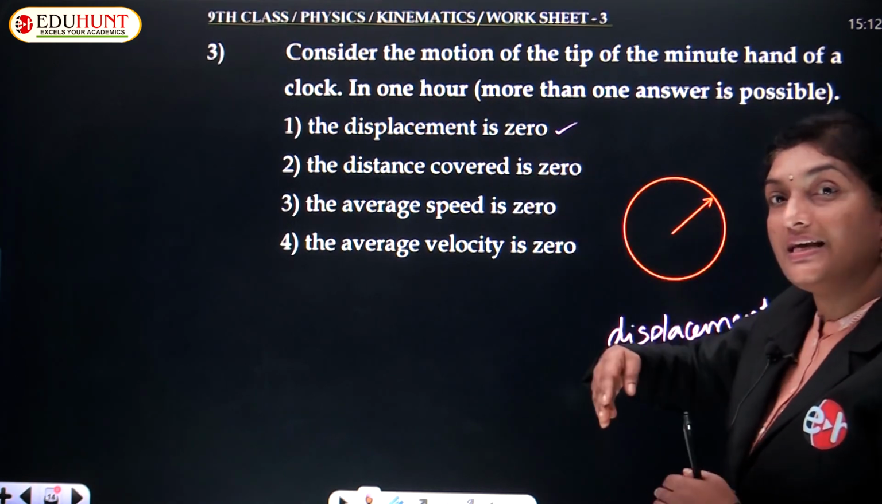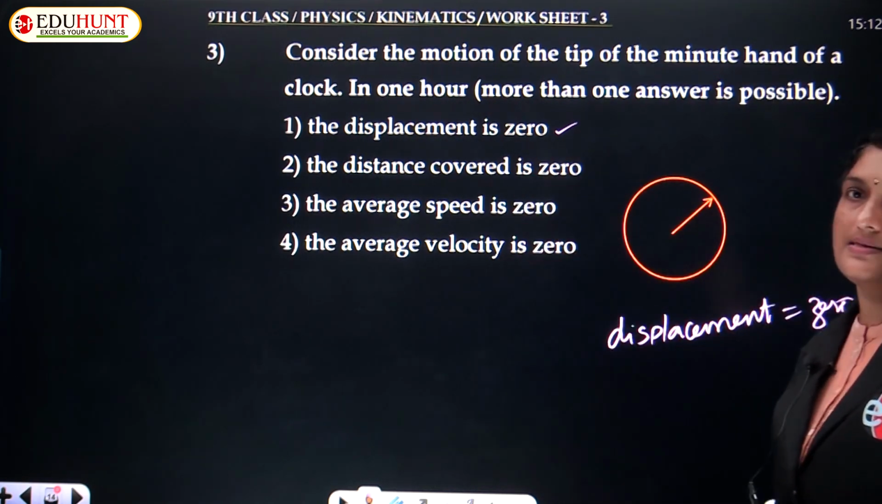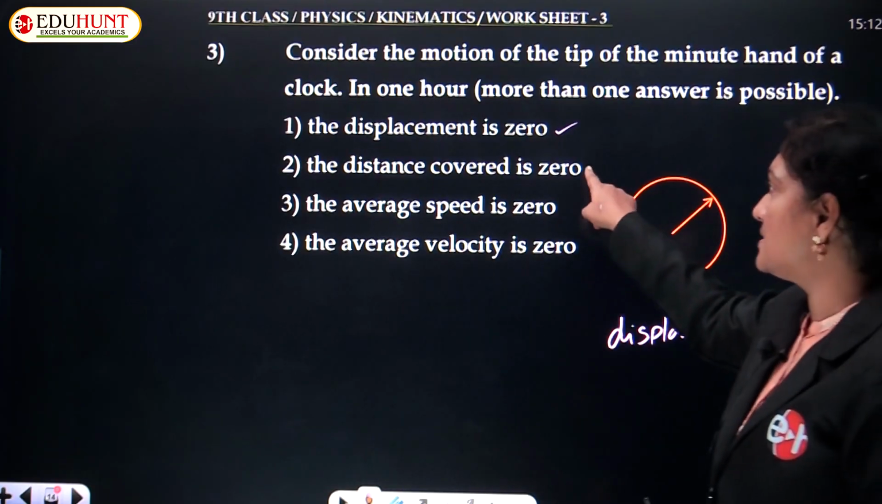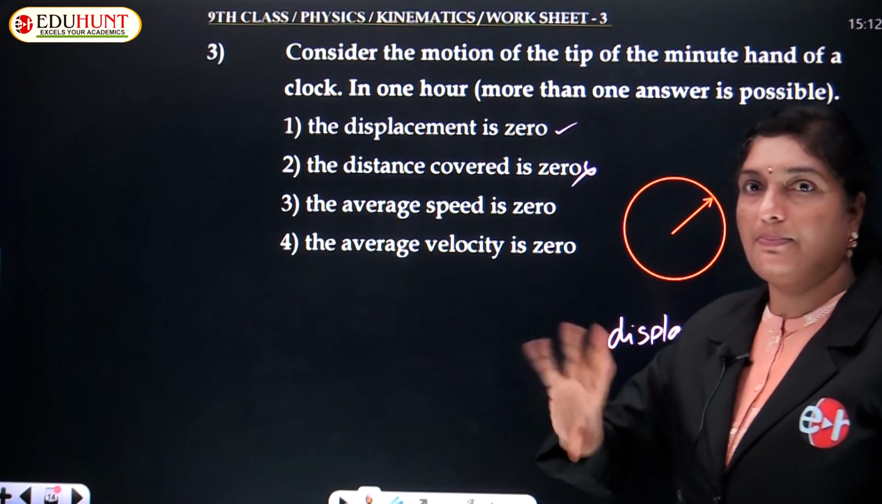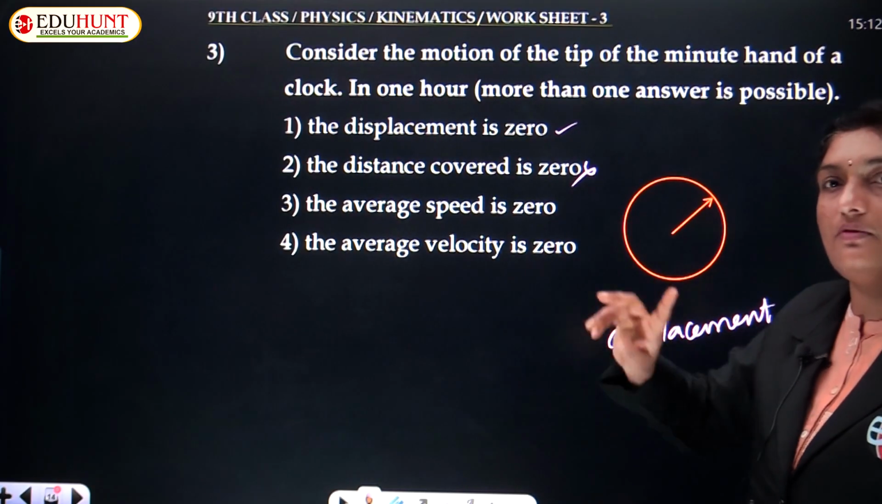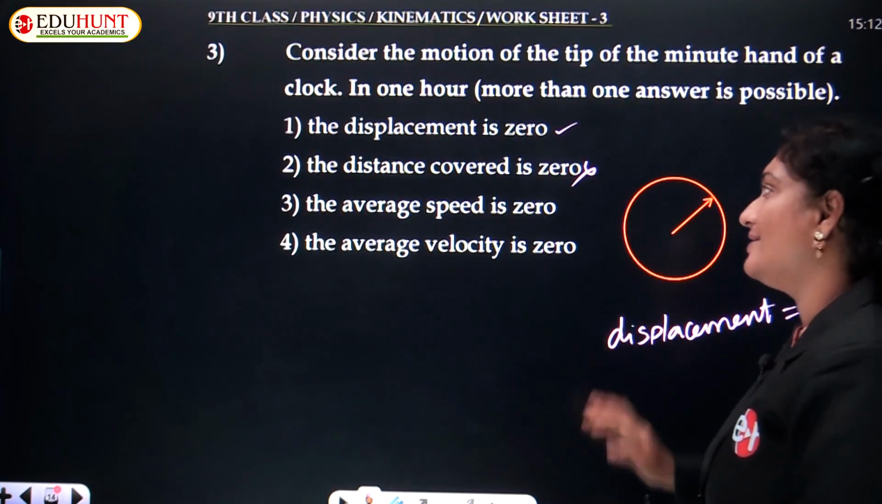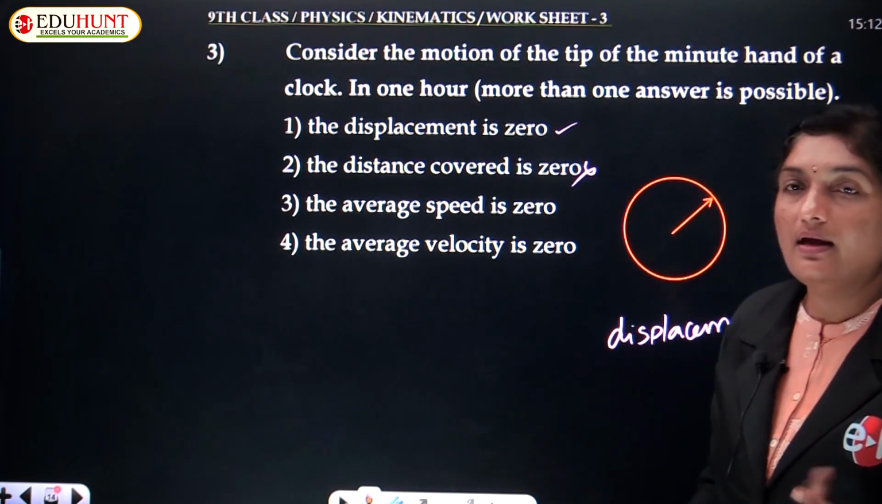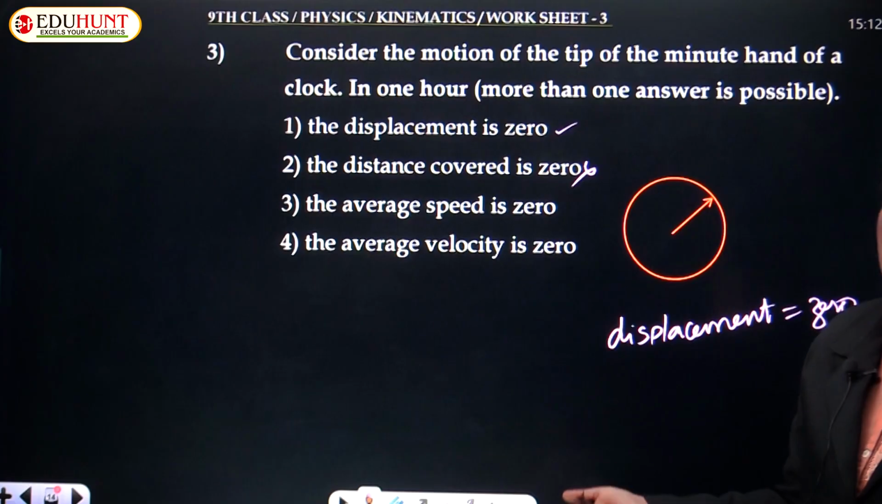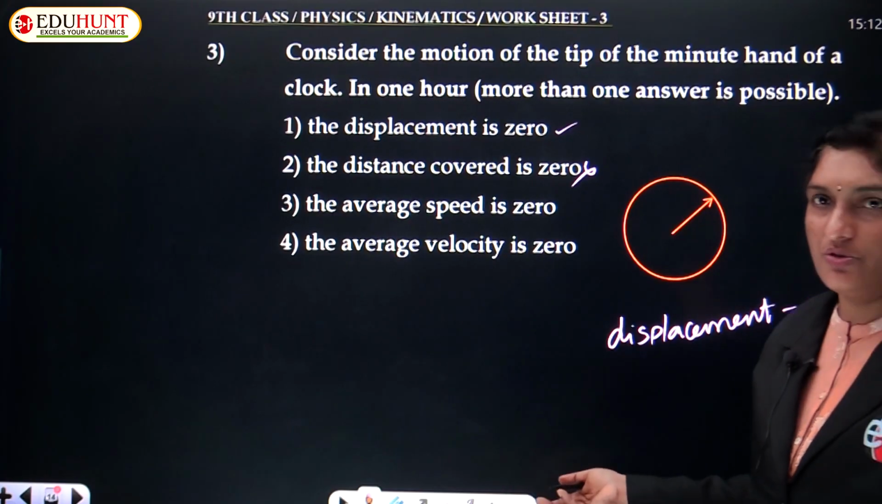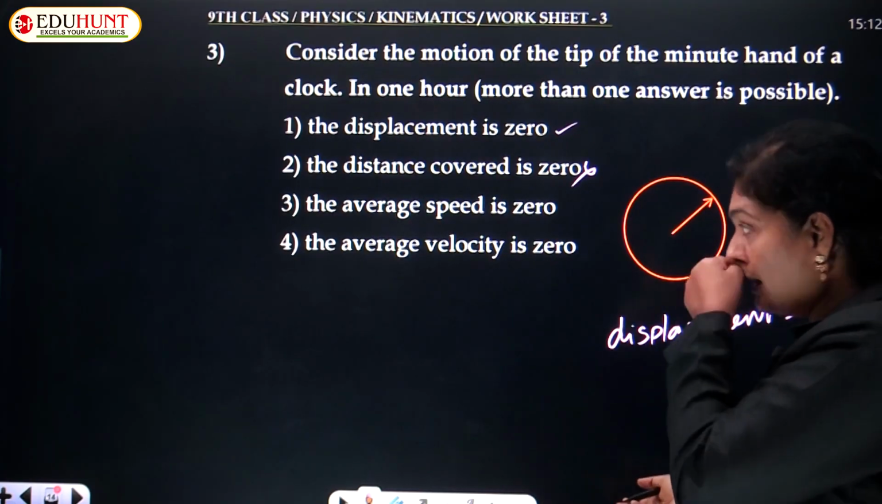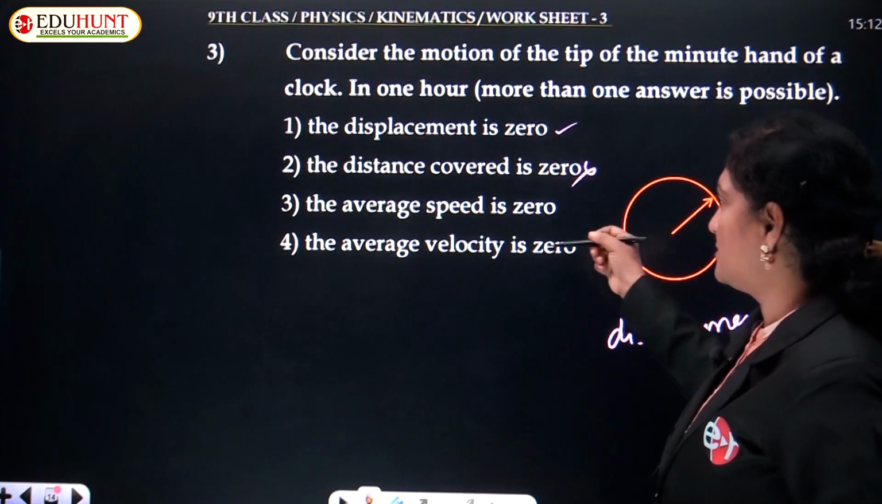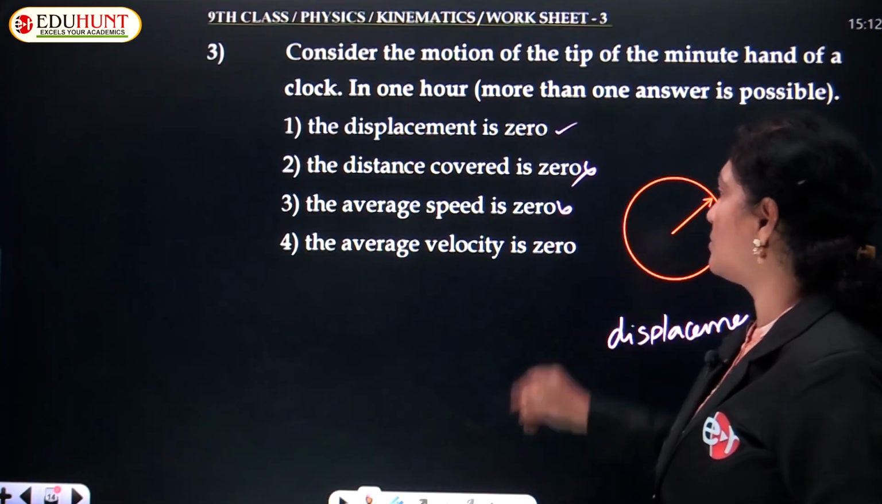Let us also check whether another correct answer is there. Is the distance covered 0? No, it is equal to 2 pi r, where r is the radius, so we will get some value. Average speed: when distance is not equal to 0, speed is also not equal to 0. It has some speed given by distance upon time. So this is also wrong.